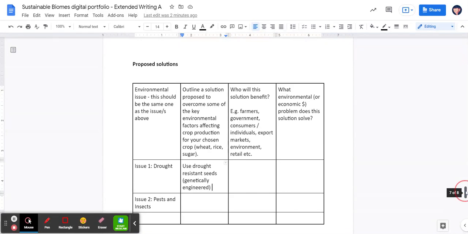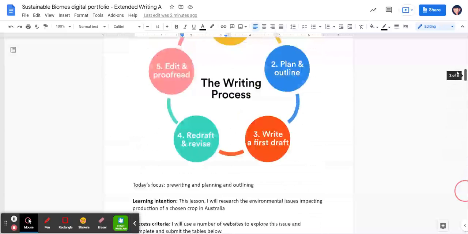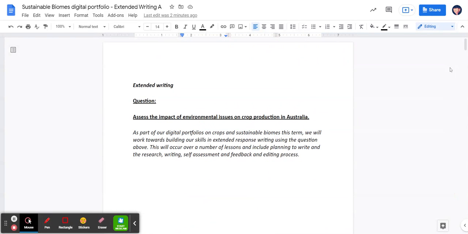And that comes to the end of our preparing to write for the chosen extended response question, using the writing cycle, which will be completed in the form of a geographical report. So you can use pictures and subheadings as well, but we'll get to that. For this question, assess the impact of environmental issues on crop production in Australia.